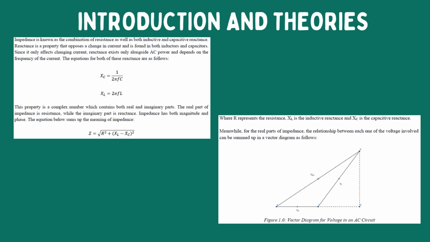This property is a complex number which contains both real and imaginary parts. The real part of impedance is resistance, while the imaginary part is reactance. Impedance has both magnitude and phase. The equation below sums up the meaning of impedance, where R represents the resistance, XL is the inductive reactance, and XC is the capacitive reactance. Meanwhile, for the real parts of impedance, the relationship between each one of the voltages involved can be summed up in a vector diagram as follows.